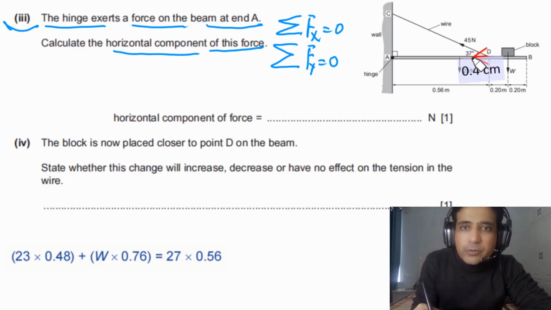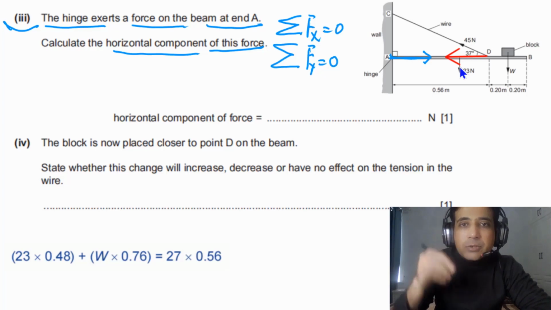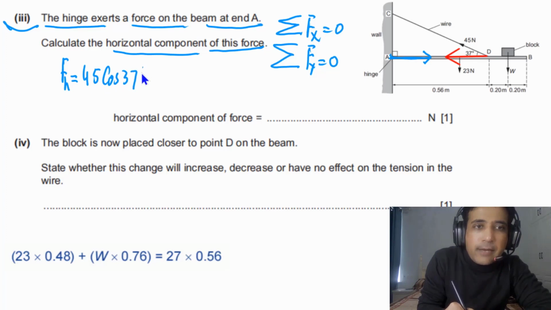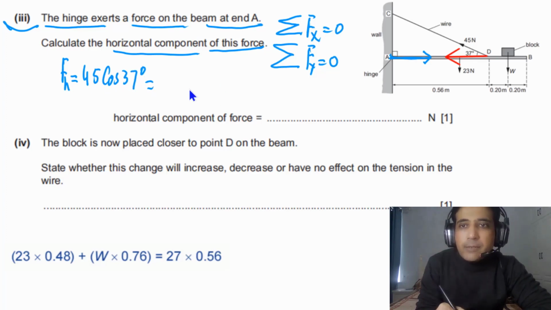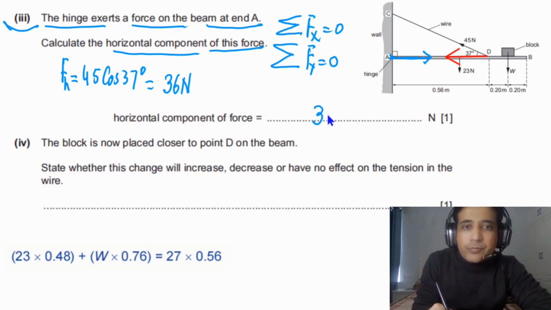And the direction of the horizontal component is to the left. So in order to balance this one, there must be a horizontal component of force due to the hinge at this point, and that one has to be to the right. And these two components, they have to be equal in magnitude but opposite in direction. So it simply means that the horizontal component of the hinge force, we can say FH, that one will be equal to 45 cosine of 37 degrees. So that's all what you need to understand. If we solve this one, your answer will be 36 newtons up to 2 SF. So this is our final answer.